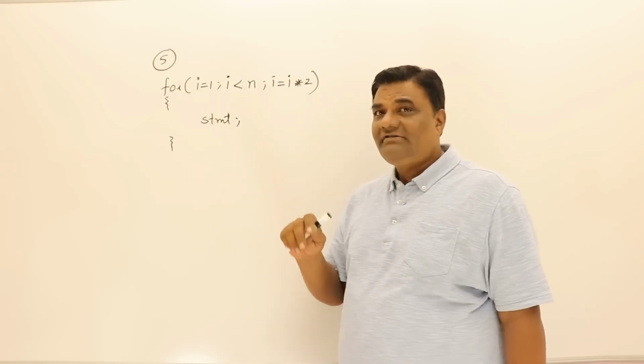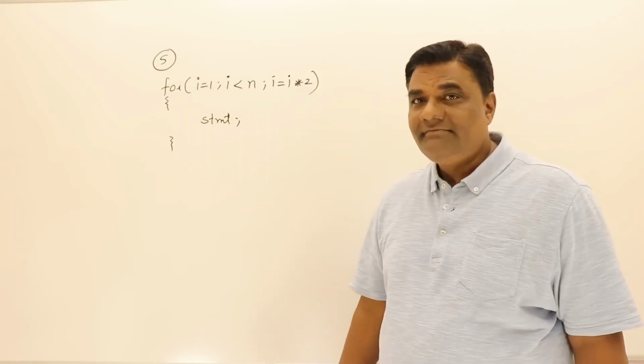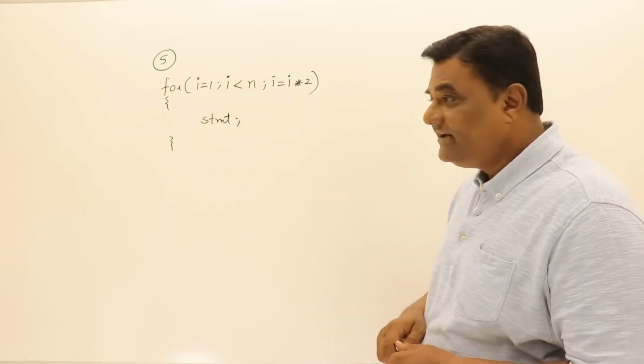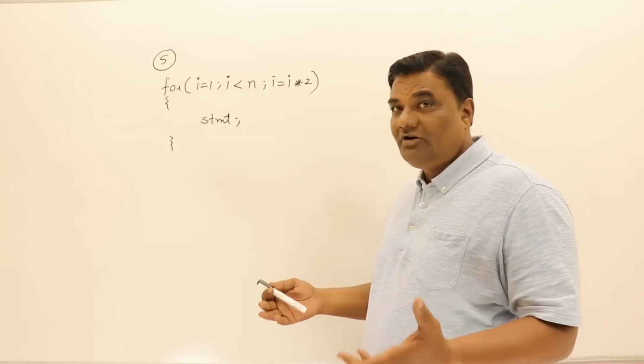So blindly we cannot say this will execute for n times. We have to analyze this one. Let us see how many times this will execute. It's not n. We don't know how many times.